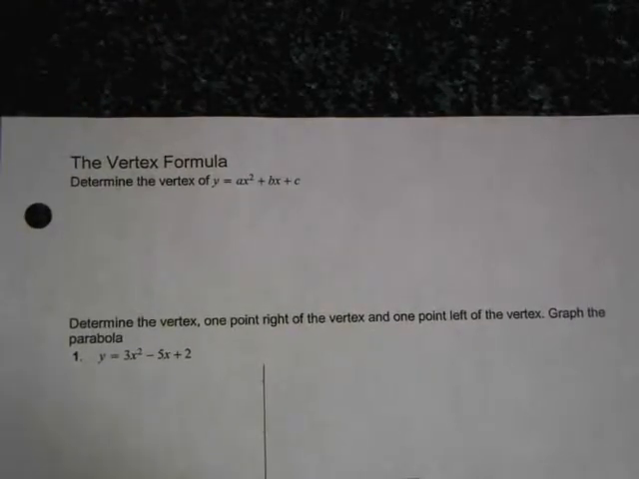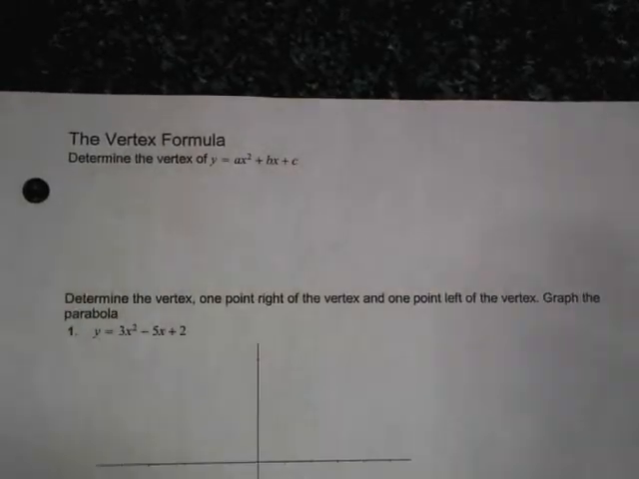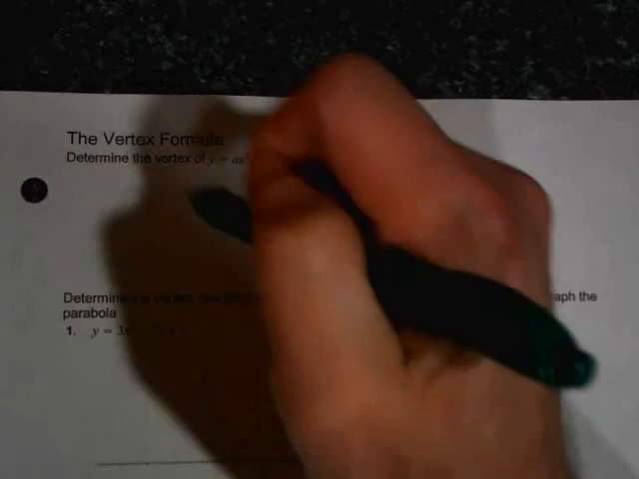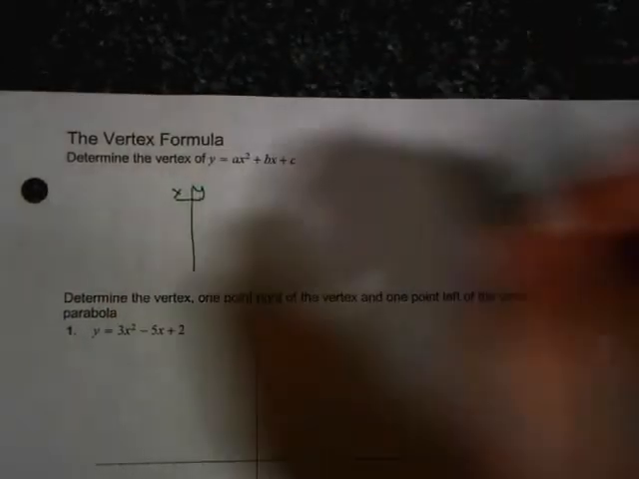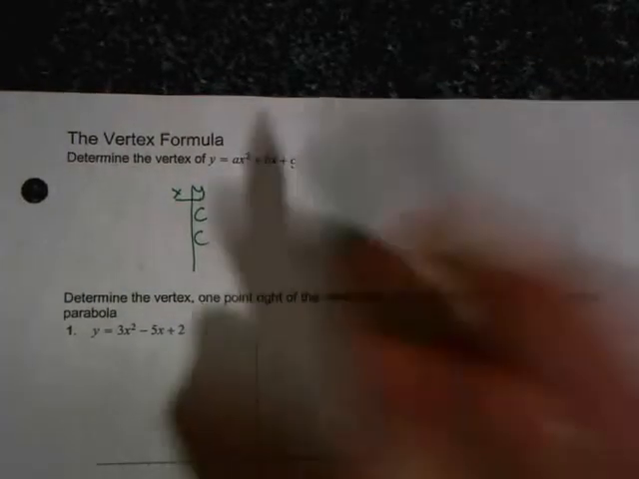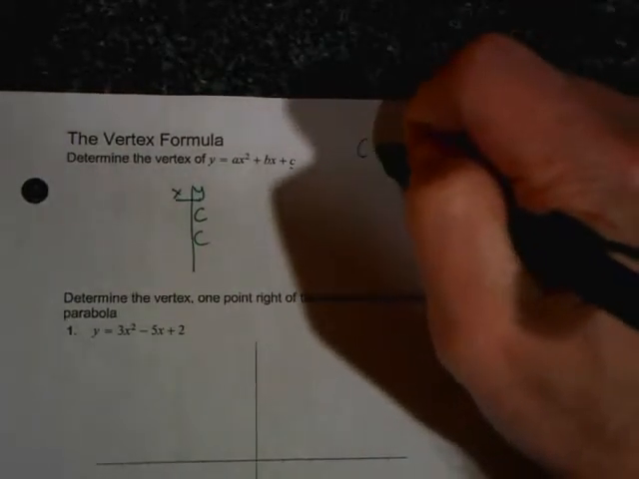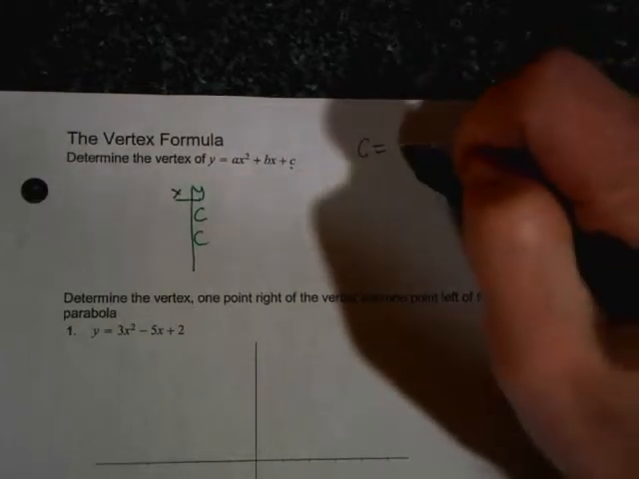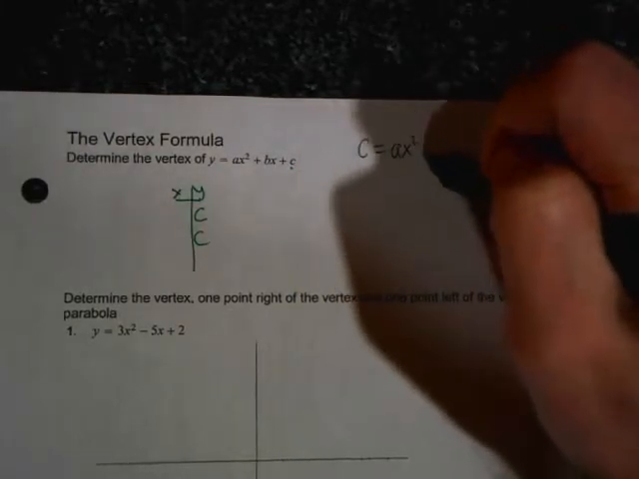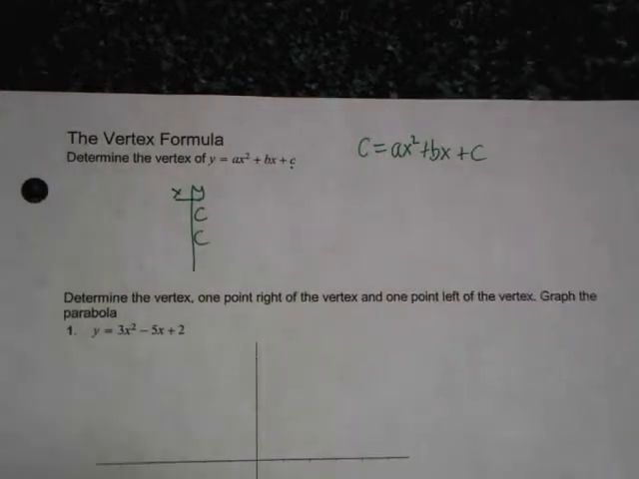Determine the vertex of y equals ax squared plus bx plus c. What we're going to end up doing here is we're going to develop a little formula for the vertex, called the vertex formula. But we're going to do exactly what we've been doing. We're going to build ourselves a table. And we're going to plug in the number over here, which is c. Seems very strange, but it's going to work out nice for us. c equals ax squared plus bx plus c.